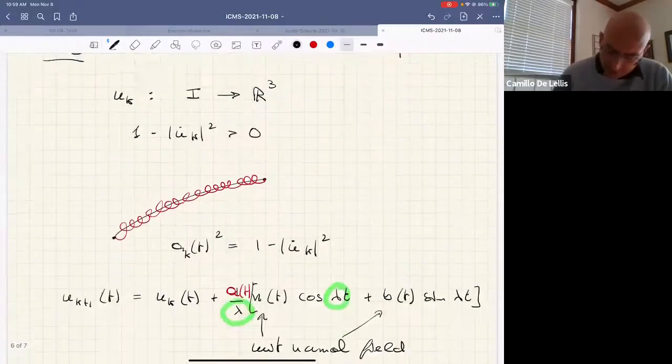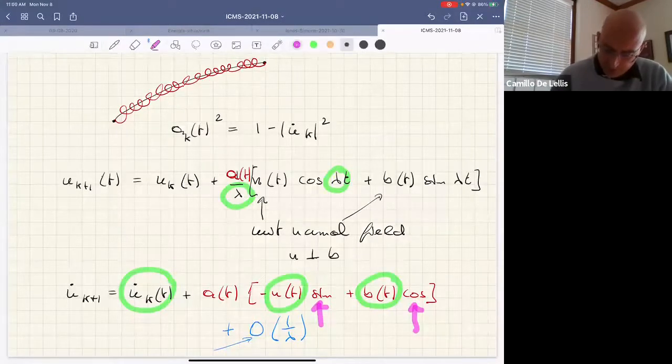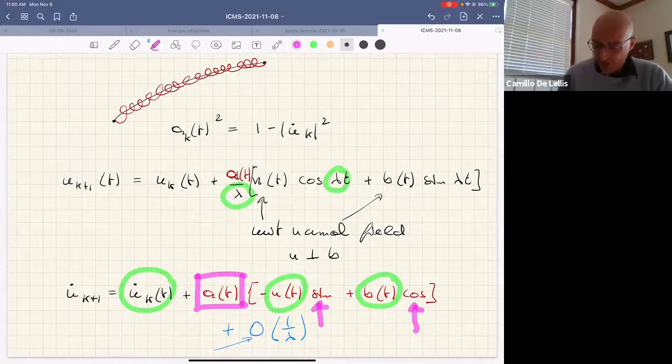Okay, on the other hand, go back to the computation of the derivative and look at the difference between u dot k plus 1 and u dot k. The difference is just this factor a, essentially. So this is really what is giving you the difference. It's this factor a plus something which is small, this big O of 1 over lambda.